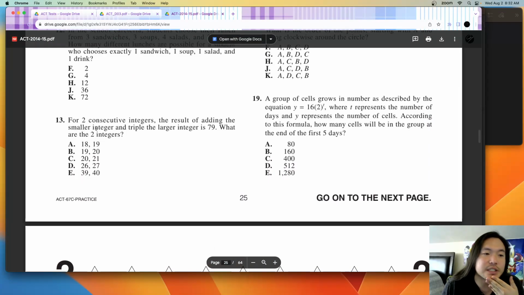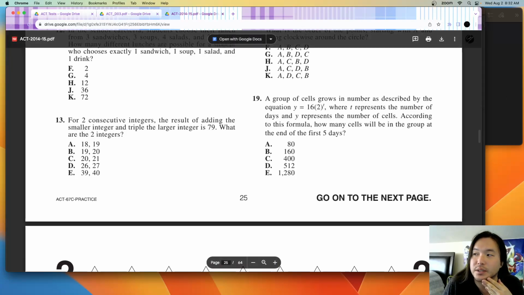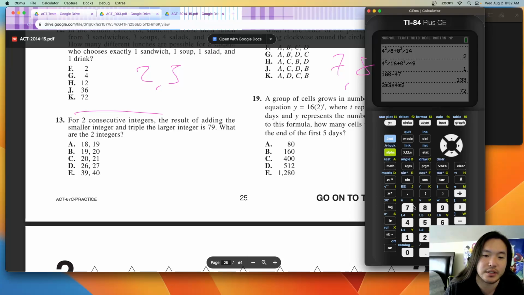13. For 2 consecutive integers, the result of adding the smaller integer and triple the larger integer is 79. What are the 2 integers? This is a classic ACT style problem. We have 2 consecutive integers. That means like 2 and 3, or 7 and 8, 2 numbers that are in order, right? And the result of adding the smaller integer to triple the larger integer is 79. Definitely this one you just want to work backwards from the answers, right? Just follow the instructions.